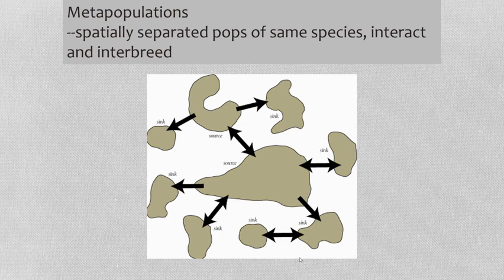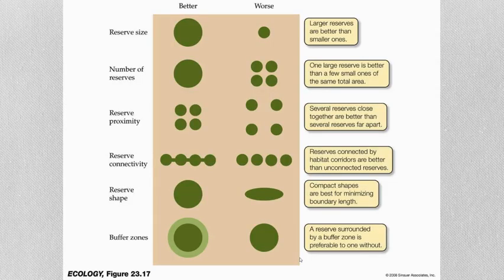So metapopulations are populations that have been spatially separated, even though they're of the same species, and they can interact and interbreed, even though they have different habitats, right? So if you have islands that are close together, you'll often see populations of similar species, but spread out across these islands. If you consider the size and number of habitats, that also helps determine whether species become endangered.